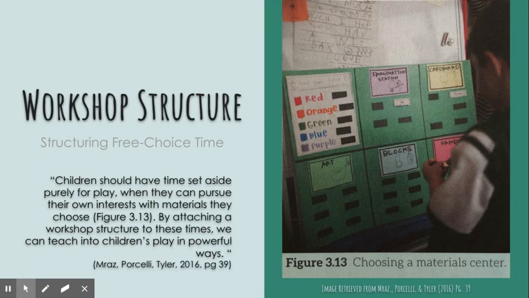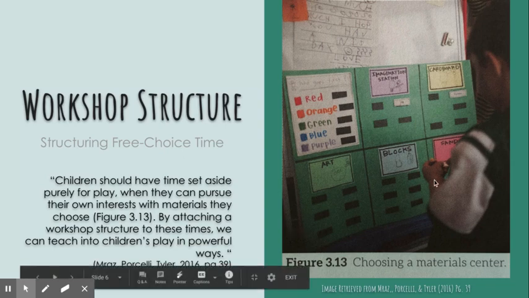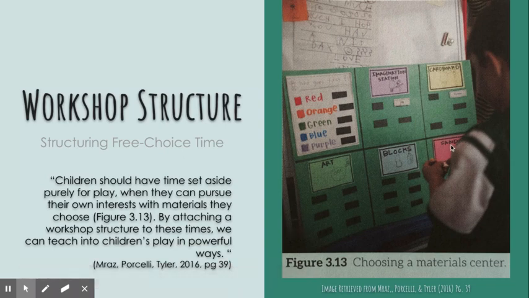So, workshop structure. This is when we're going to get into talking about structuring free choice time. The figure that you see there is a child choosing which material center he wants to be part of. You see that there's an imagination station. There is a station called cardboard. There's an art station, a block station, and I believe that says sand.